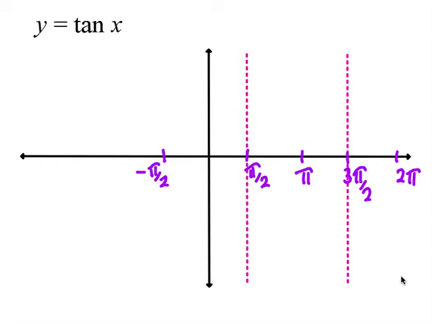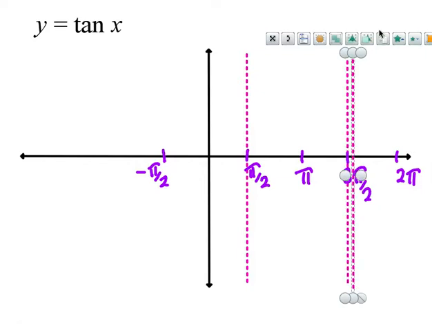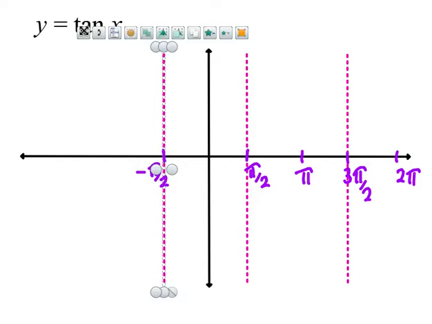Okay, and so whenever we have something that's undefined in tangent, or in cotangent, or in secant, cosecant, we're going to use an asymptote. Okay, so we're going to put dashed lines, and believe it or not, we actually have another one at pi over 2. Let's move that up a little bit, there we go.